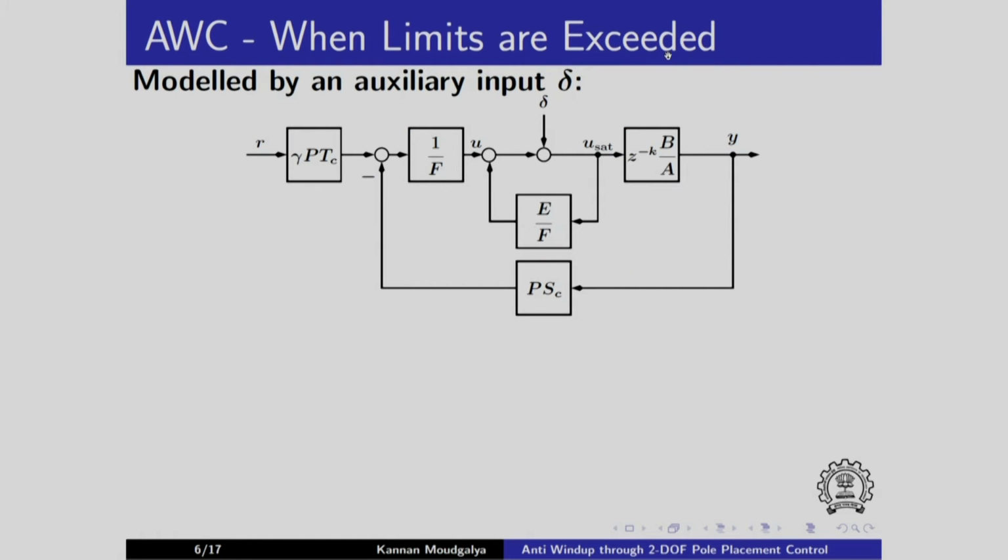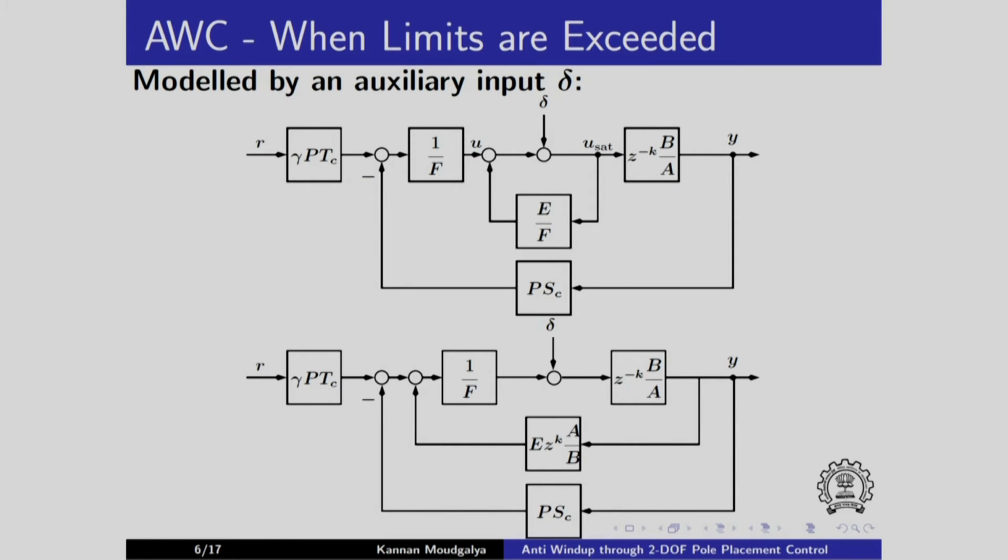What happens when the limits are exceeded? That is, this saturation block is no longer inactive, it is active, so the gain is not 1. That introduces some disturbance into the system, which is modeled by an auxiliary input called delta. So this is in some sense an equivalent representation with the saturation block replaced by an external signal delta.